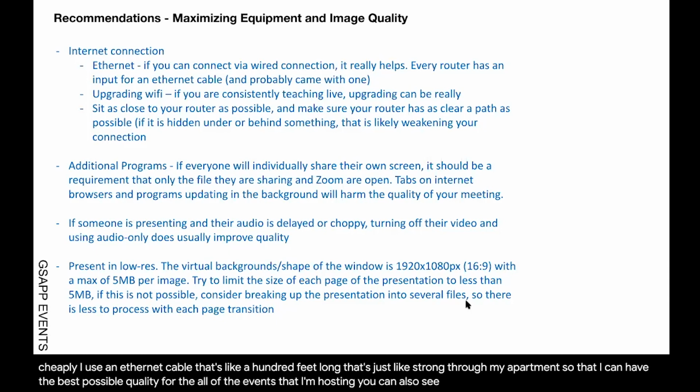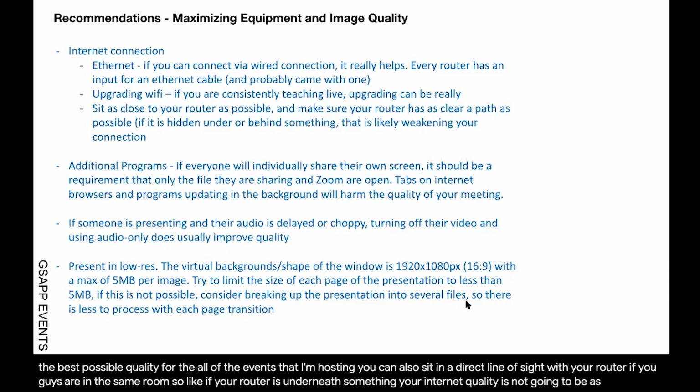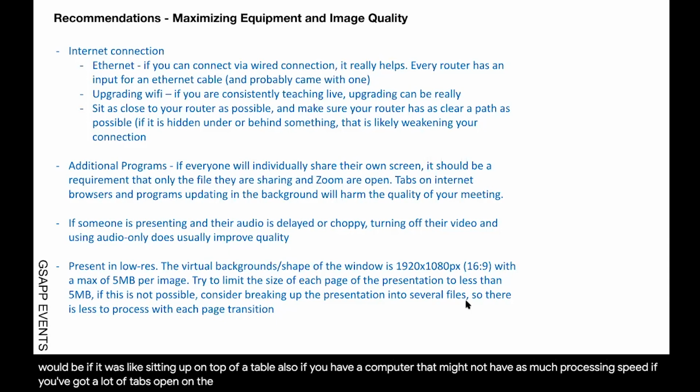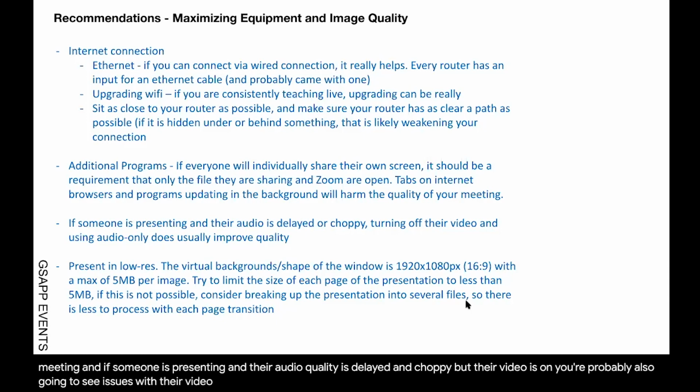You can also sit in a direct line of sight with your router if you're in the same room. If your router is underneath something, your internet quality is not going to be as good as it would be if it was sitting up on top of a table. Also, if you have a computer that doesn't have as much processing speed, and you've got a lot of tabs or programs open, that's definitely going to reduce the quality of your meeting. And if someone is presenting and their audio is delayed and choppy, but their video is on, you're probably also going to see issues with their video. It is worthwhile to turn their video off to improve their audio quality.